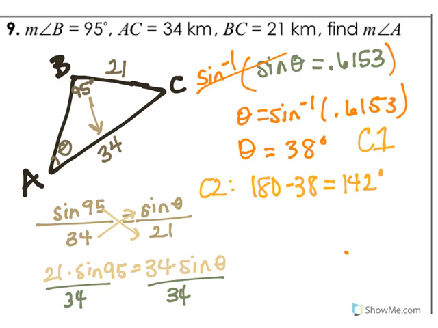Okay, so we need to look at our different cases here. Looks like we're going to have to rule this one out. Why are we going to rule that out? Because you already have an obtuse angle, because that 95 is greater than 90, and you can't have two obtuse angles. So therefore, your answer for measure A can only be 38 degrees. You can only accept case 1. Okay? Next one.